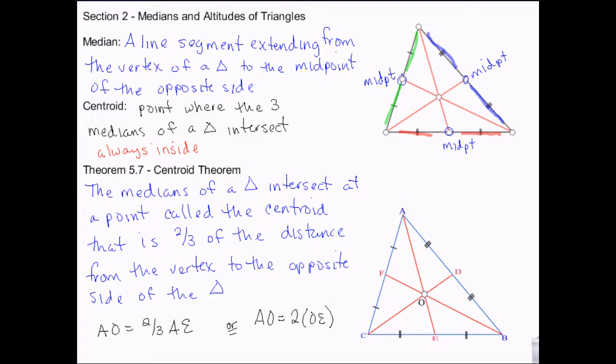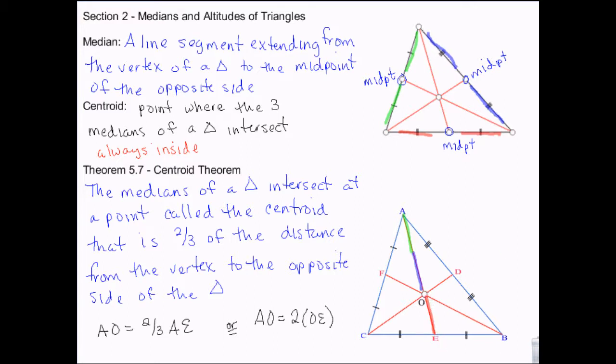So what happens is, basically, if we take this line AE and we break it into thirds, so each one of these is a third. From the vertex to the centroid is two of them. And then from the centroid to the opposite side is 1/3.